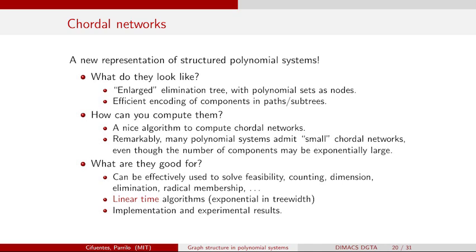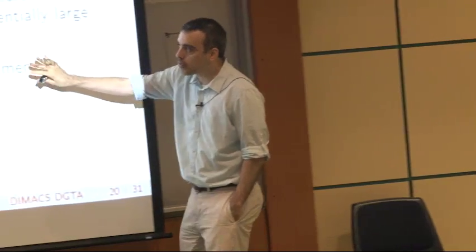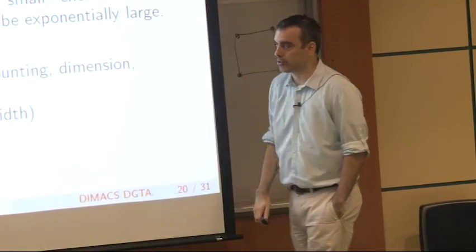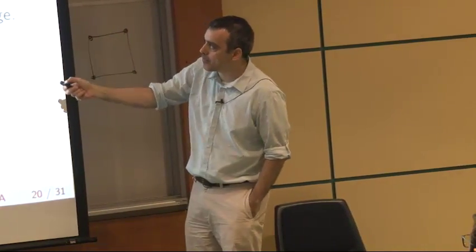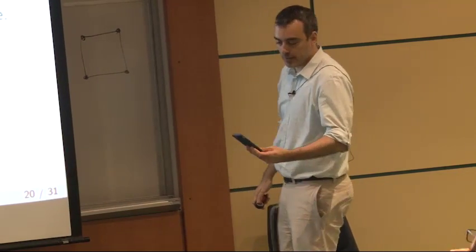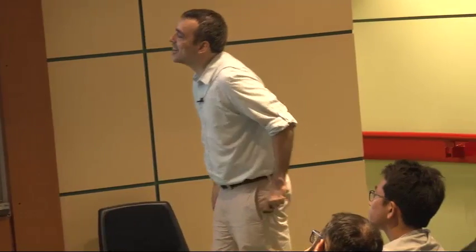If I want to count solutions, compute dimension, solve the feasibility question, radical membership, elimination, lots of the kind of things that one would like to do with polynomial systems, you can do that effectively once you have a nice chordal structure. So I'll again highlight perhaps each one of these points, and I'll show some examples, and we'll finish. And that will be in less than 10 minutes.